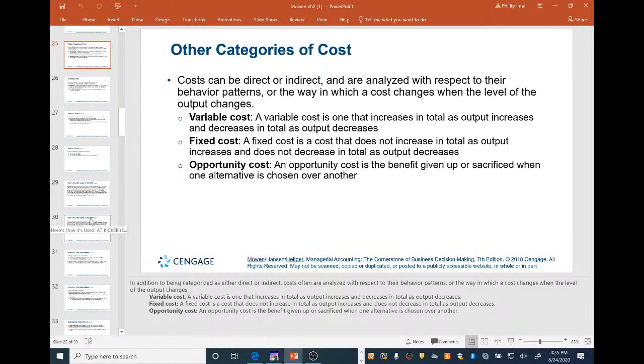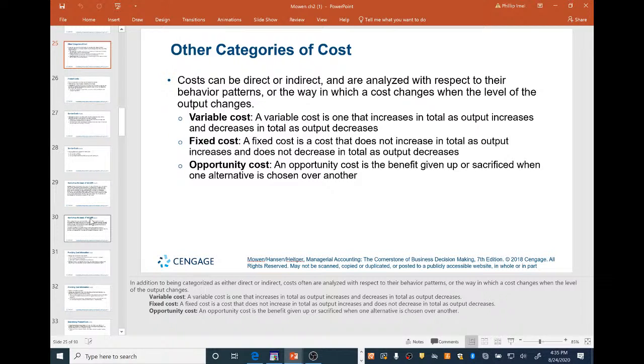So let's talk a little bit about other categories of cost. Obviously they can be direct or indirect, and are analyzed with respect to their behavior patterns, or the way in which cost changes when the level of the output changes. So we have three different types of costs here: variable cost, fixed cost, and opportunity cost. Before looking at it, what do y'all think a variable cost is? Something that changes depending on how much of something you make. Right. So as you produce more, your cost is going to go up.